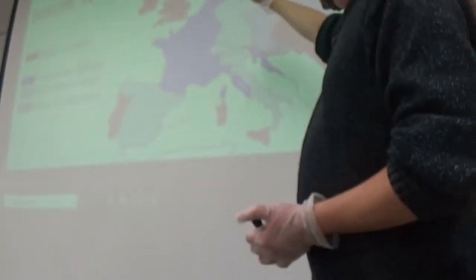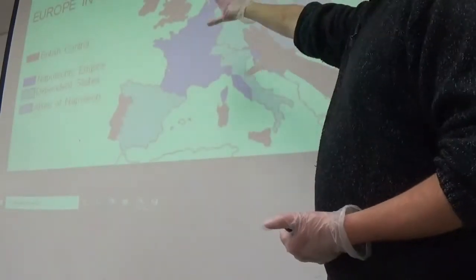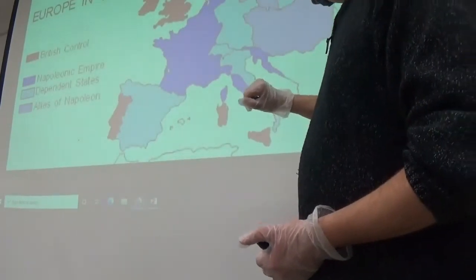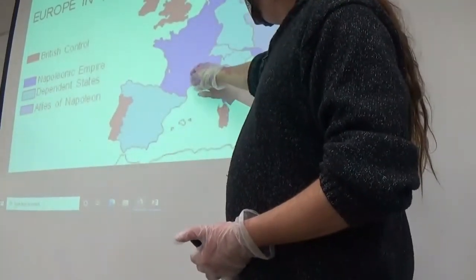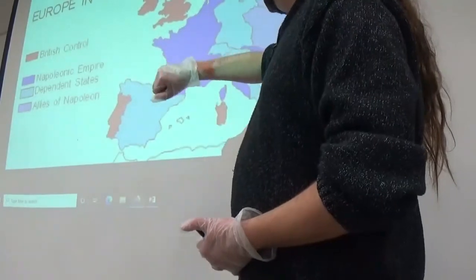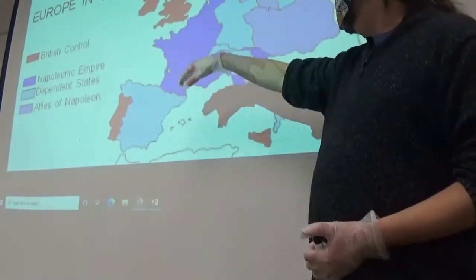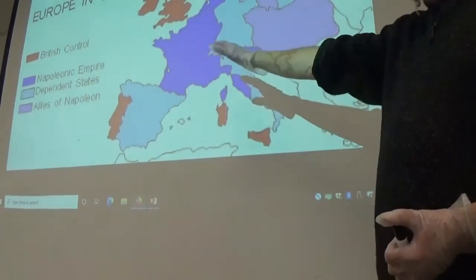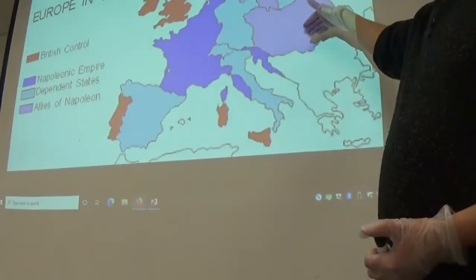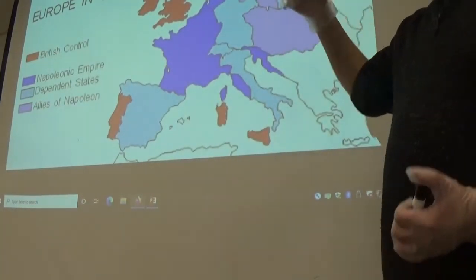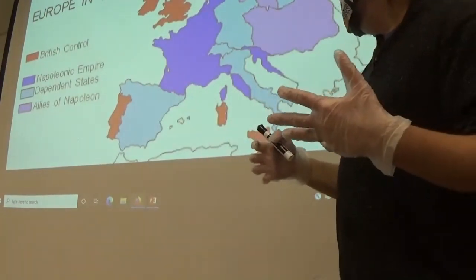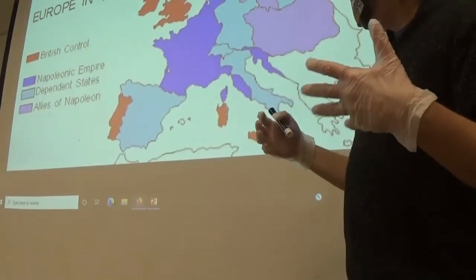So the areas colored in red here are areas that were either under British control or were British allies. The Napoleonic Empire itself is in blue. States that were dependent on, that is, had been conquered by Napoleon, are in light blue, and the states in purple were Napoleon's eventual allies. Right? Some of them had fought him in the beginning, but eventually allied with him. So what do we see when we look at this map?